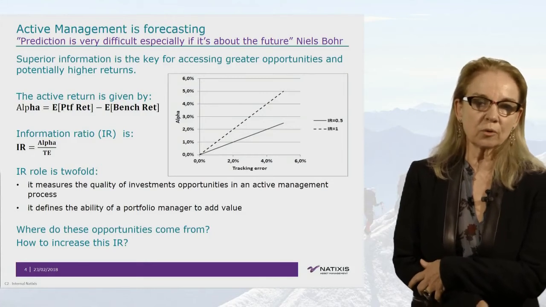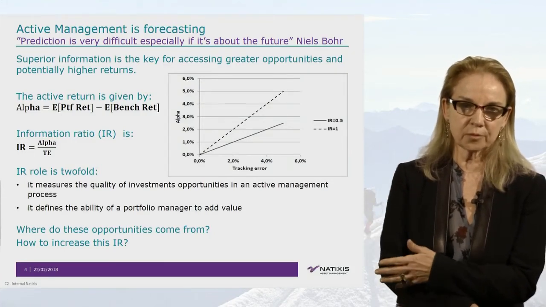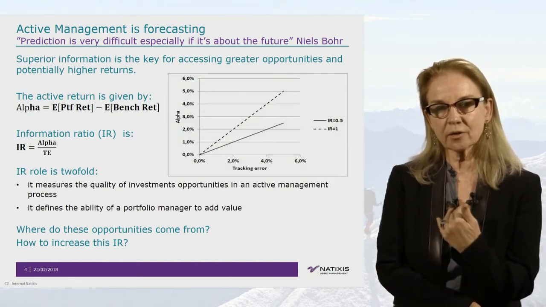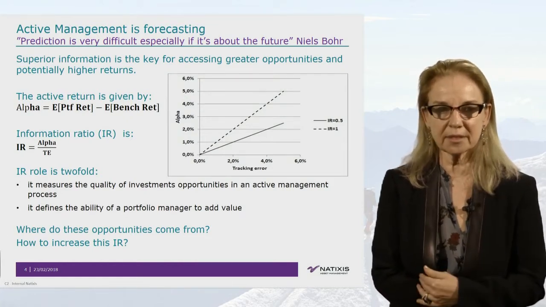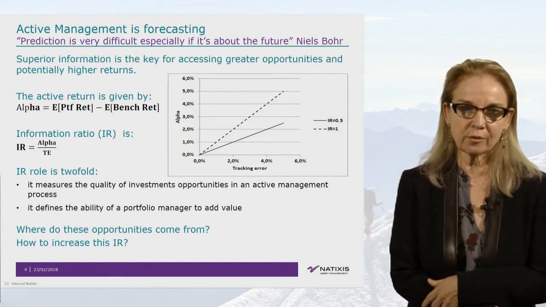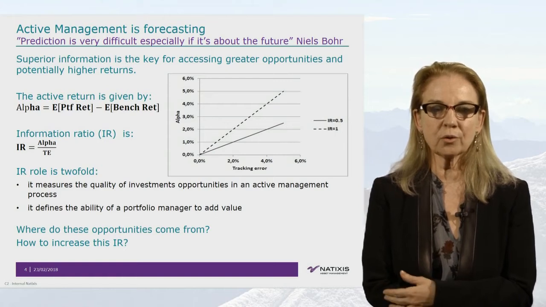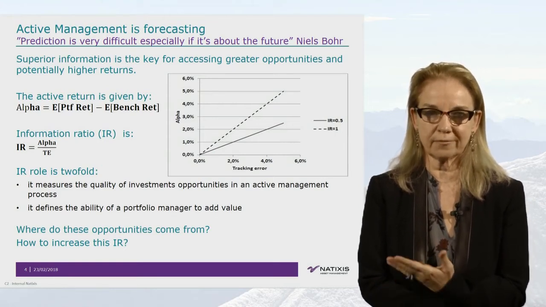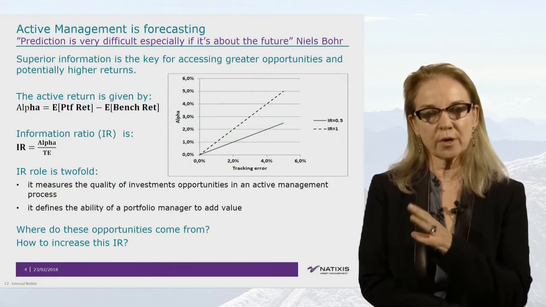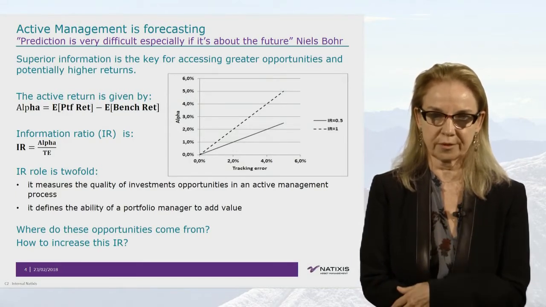As you know, we call the active return also alpha, the difference between the return of the portfolio and the return of the benchmark. Either ex ante, this is the difference in the expectation, or ex post, the difference between the two realized returns. As you may know, we call the information ratio the alpha, the active return, divided by the tracking error. So we are speaking about a benchmark portfolio, so a portfolio with a reference.